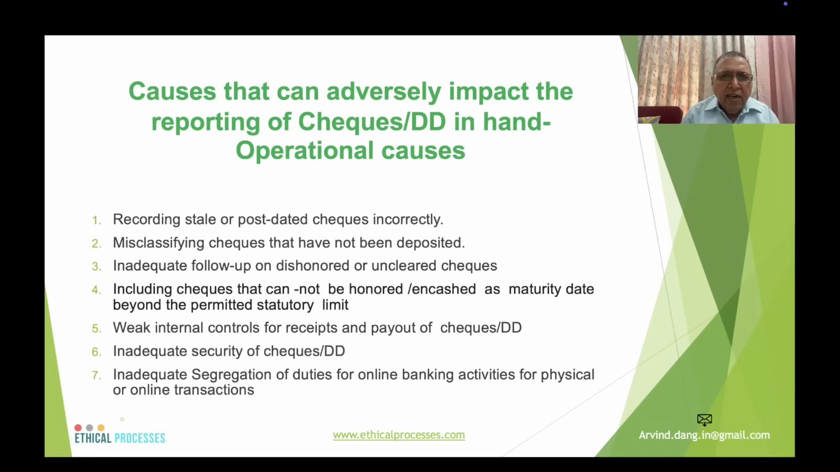Operational causes that can adversely impact reporting of checks and DD in hand. 1. Recording stale or post-dated checks incorrectly, misclassifying checks that have not been deposited, a very common phenomenon. Inadequate follow-up on dishonored or uncleared checks, including checks that cannot be honored and cashed as the maturity date is beyond the permitted statutory limit, usually 3 months. Weak internal controls over receipts and payouts of checks and DDs, inadequate security of checks and DDs, and inadequate segregation of duties for online banking activities for physical or online transactions.